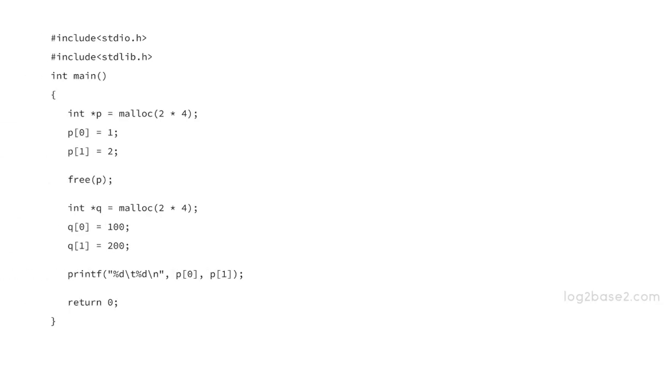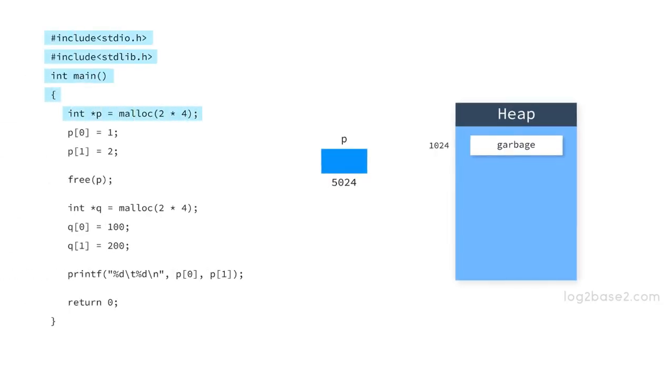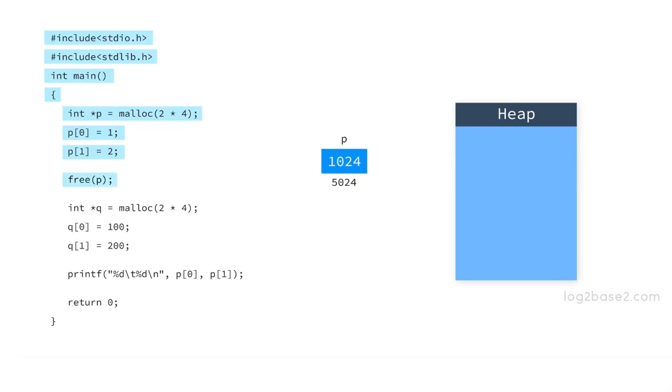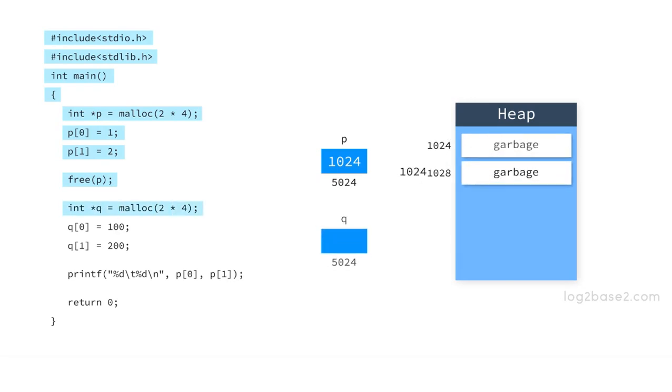Again, let's do some experiment on this to understand the behavior better. See this program, we are creating int *p and using the malloc function we are creating dynamic memory and storing 1 in p[0] and 2 in p[1]. After that we are freeing the pointer p. If we again allocate dynamic memory for another pointer q, the same memory location may get allocated to q. Now both p and q point to the same memory location.